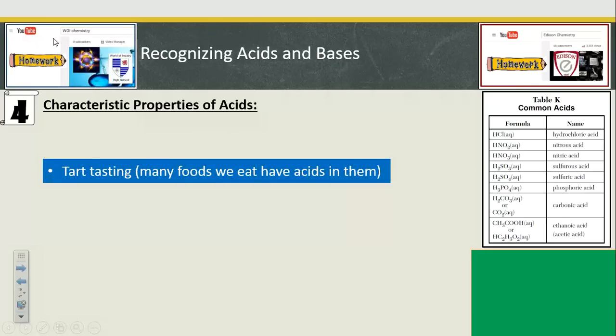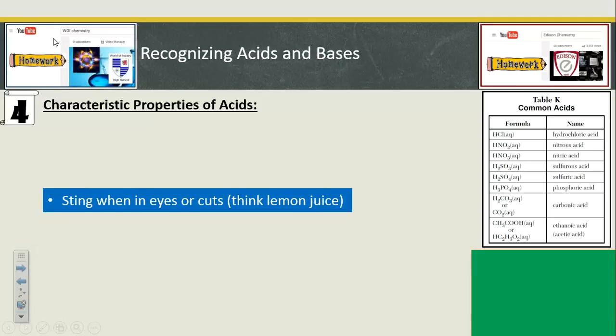Now, typically this isn't tested in a lab, but acids taste tart. Many foods that we eat contain acids. A lot of the candies and drinks we prefer have acids in them to give us that tangy, tart taste that we love. They also sting when you get them in your eyes and cuts. If you've ever been chopping up a lemon and got a little cut on your finger, it starts to sting. Or you've been squirted in the eye by a grapefruit, that's an acid feeling.